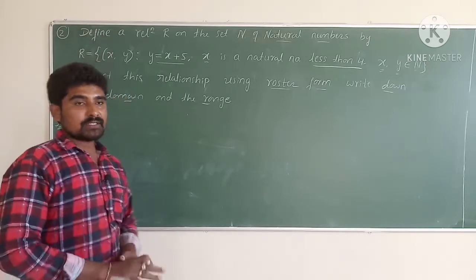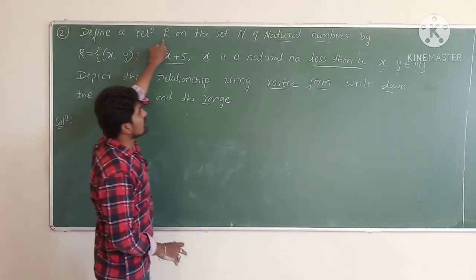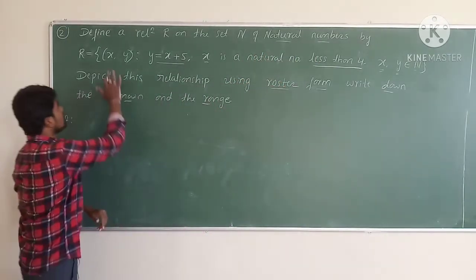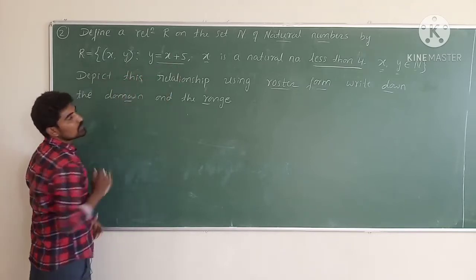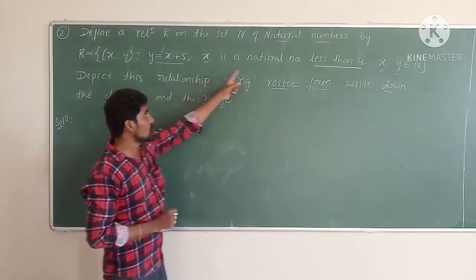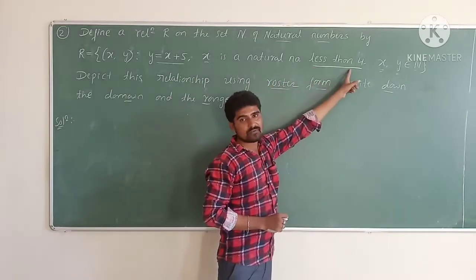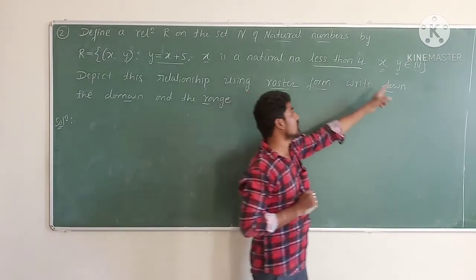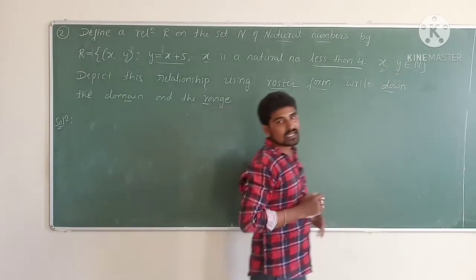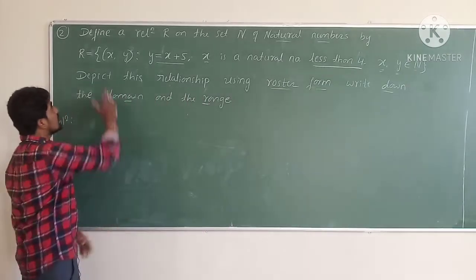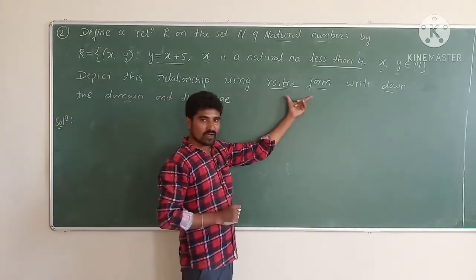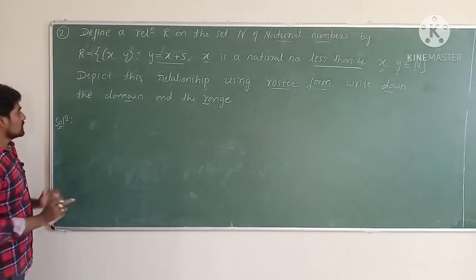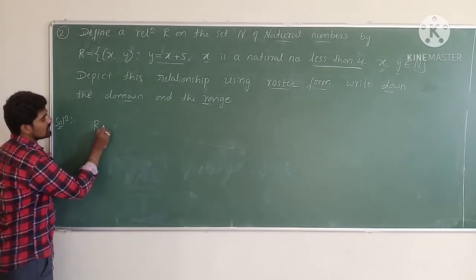Now the second question is, he has given that the relation R is defined on the set of natural numbers, and the relation between x and y is y equals x plus 5, and x should be a natural number which is less than 4, and both x and y should be natural numbers. His question is, write this given relation in roster form and also write down its domain and range of the relation R. So first write the given relation in roster form.